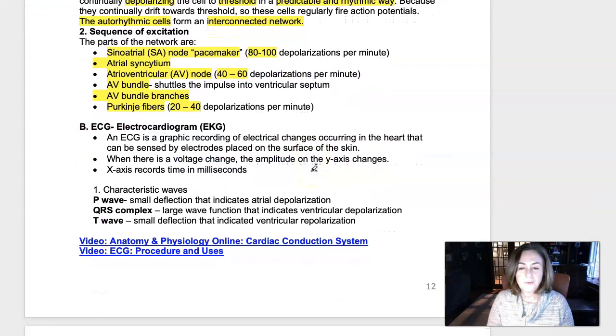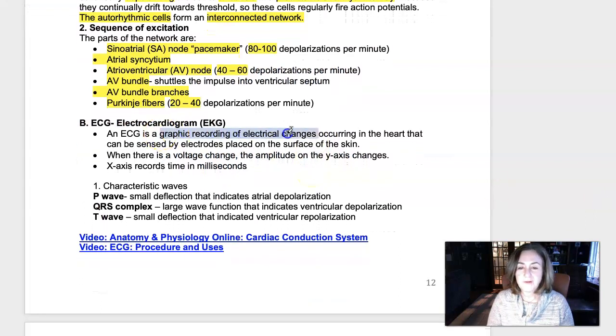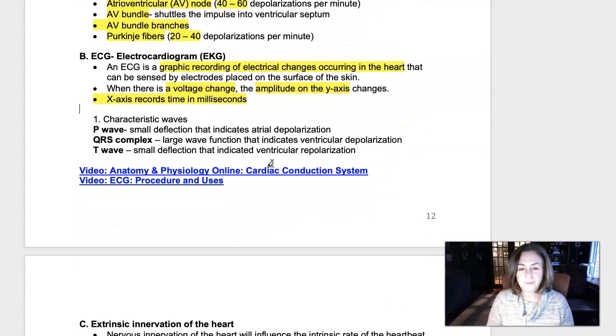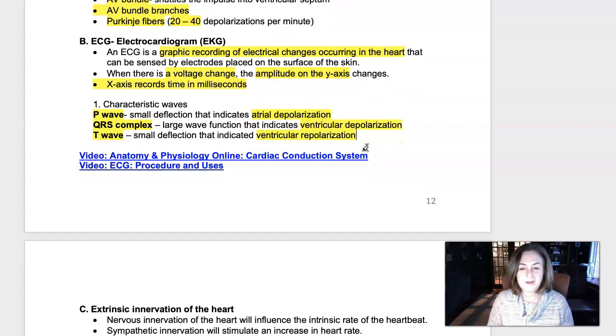So going back to the notes, an ECG is all it is, a graphic recording of electrical changes occurring in the heart, sensed by electrodes that are placed on the surface of the skin. So when there's a voltage change, we can see that as a wave function, and then the x-axis is just time. We should know the characteristic waves of the ECG. So the P wave is atrial depolarization, QRS complex is ventricular depolarization, and the T wave is ventricular repolarization.